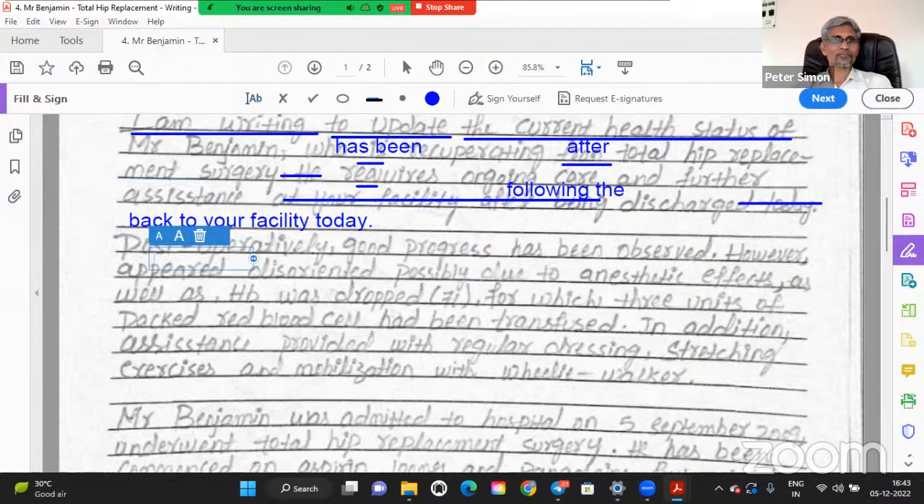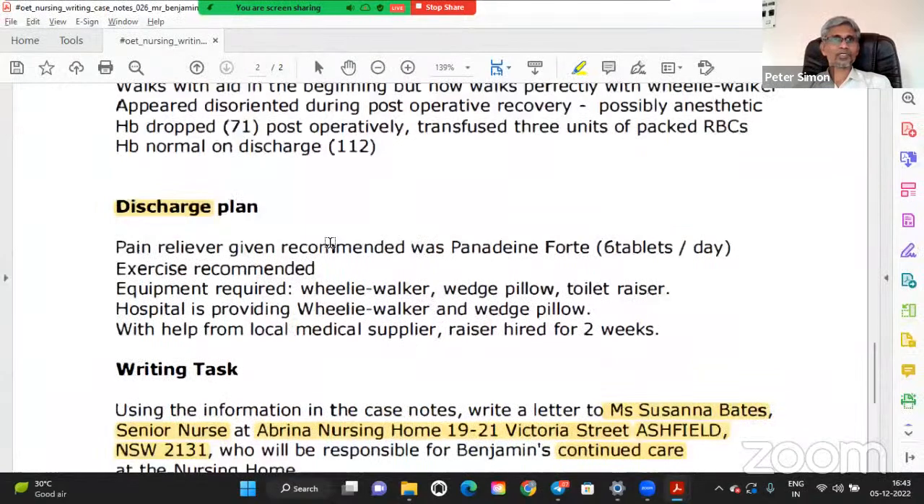Post-operatively, no need hyphen. No need hyphen. Why are you writing hyphen? It is there in the case notes, maybe. But officially, post-operative.